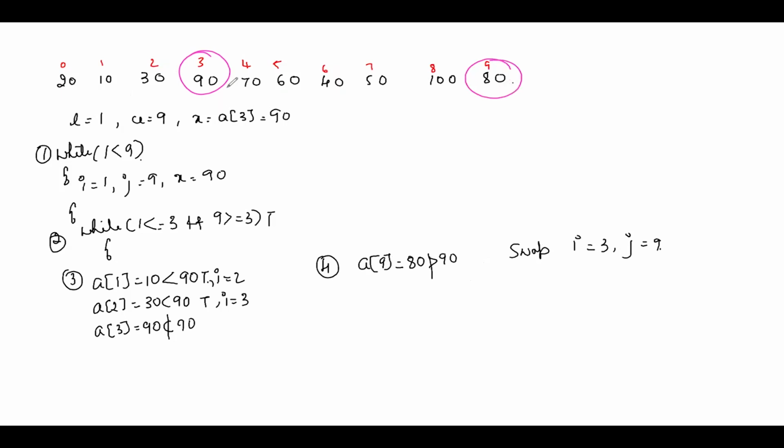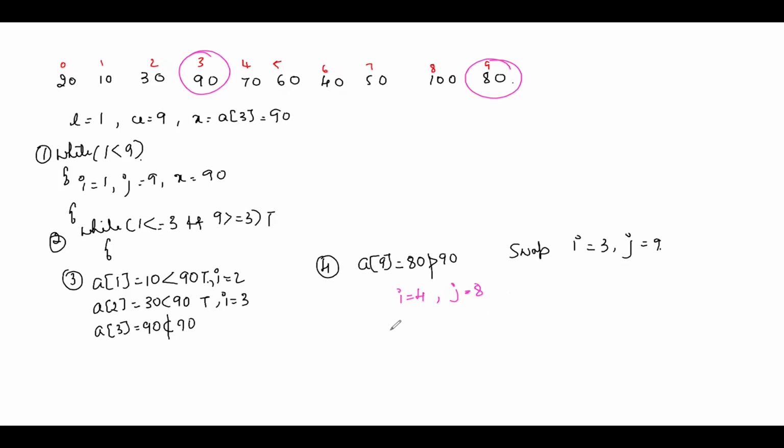All right. So when I swap, I'm going to get a new array. Remember, after doing the swapping, we are also going to increment the I value. So I value is now going to be 4 and J value is now going to be 8. Once this happens, we are also going to check for the if conditions.